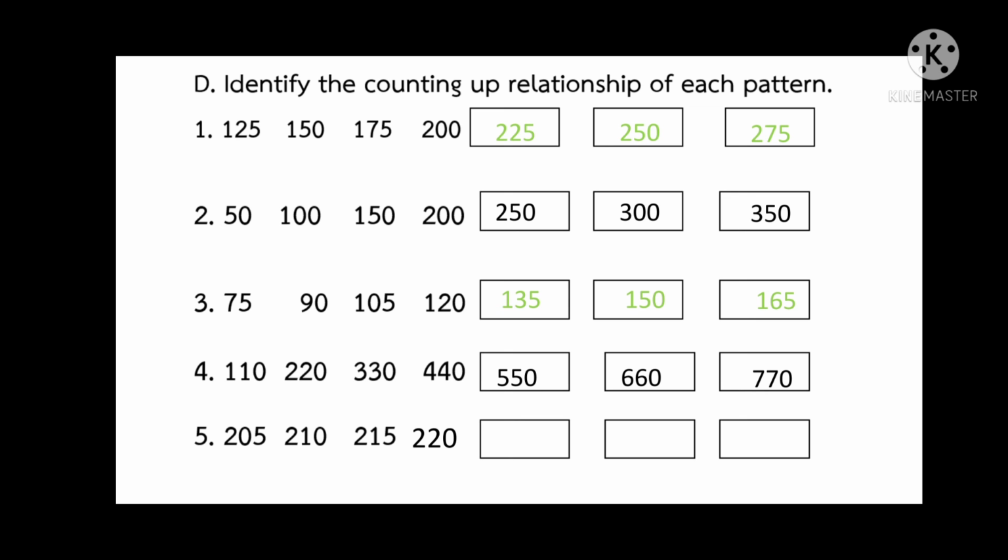For number 5, we add 5 after every number. So 205 plus 5 is 210, plus 5, 215, plus 5, 220, plus 5, 225, plus 5, 230, plus 5, 235.